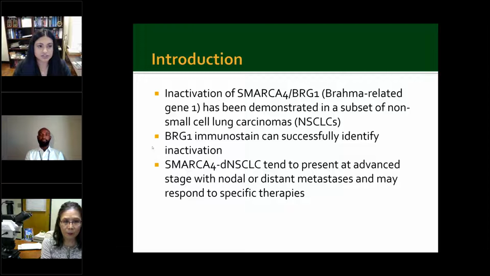So first, in terms of the introduction for this article, the main objective is to talk about the inactivation of SMARCA4, also called BRG1, the Brahma-related gene 1. This inactivation has been demonstrated in a subset of non-small cell lung carcinomas, and BRG1 itself is an immunostain that can help successfully identify this type of inactivation, which makes it a very practically useful tool. SMARCA4 deficient non-small cell cancers tend to present at advanced stage with nodal or distant metastasis and may respond to specific therapy types, which is why it's important for us to identify. I just want to pause here and ask Dr. Shi, what was the inspiration behind this study? What made you want to look into these types of tumors?